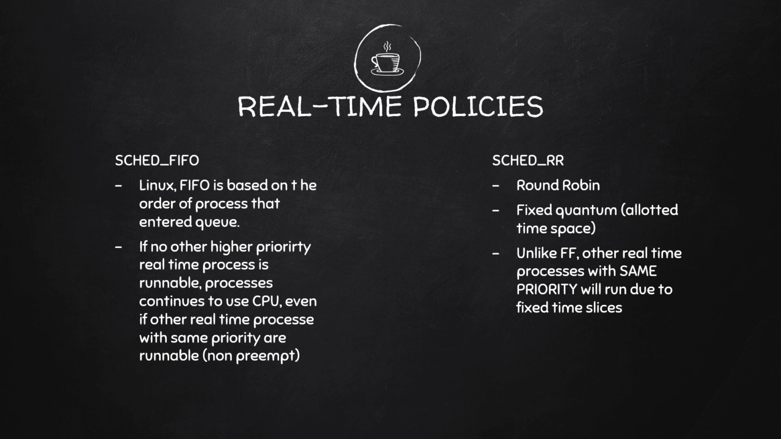SCHED_RR incorporates the round robin algorithm that we learned in class. Round robin uses a fixed quantum, which is an allotted time slice. Unlike first in, first out, other real-time processes with the same priority will run due to the fixed time slices. To explain in detail, since it is round robin, every process will have a chance to run, since after each quantum, a process will swap in and another one will swap out, and so on.